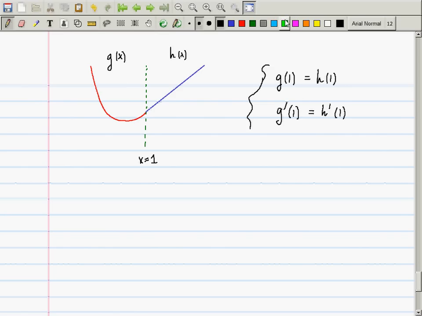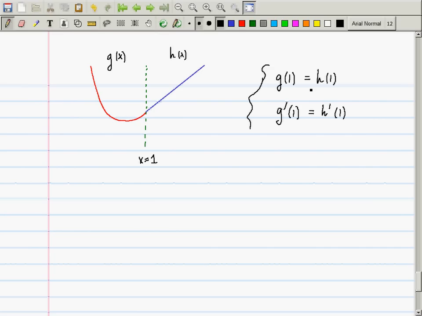The first one, in the previous question, says it's continuous. The second one says that the slopes agree. Those together are enough to say that the function is differentiable. What about a function where you just make the slopes agree? Can you think of any function where the slopes agree from the left and right that is not continuous, that is not differentiable?